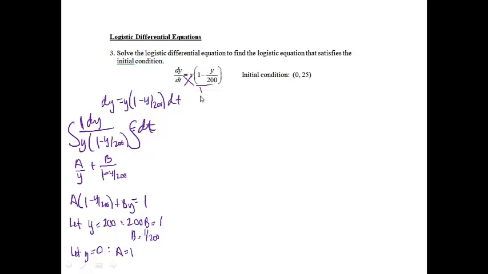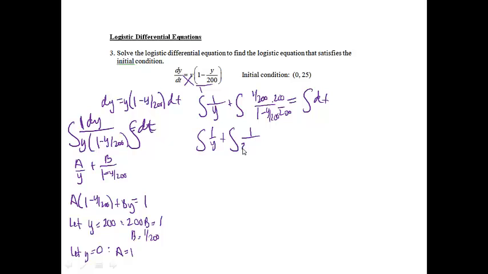So if I go ahead and rewrite these partial fractions, we will get the integral of 1 over y plus the integral of B, which was 1 over 200, times 1 over (1 minus y over 200), and that will still equal the integral of dt. And then if you recall, to clear the fractions and make it a little bit easier, we're going to multiply by 200 over 200. So I will have 1 over y, and then I will have 1 on the top and 200 minus y in the denominator, still equal to the integral of dt.